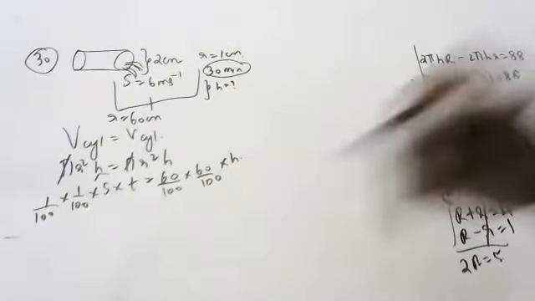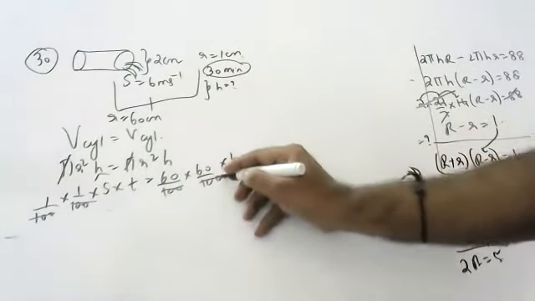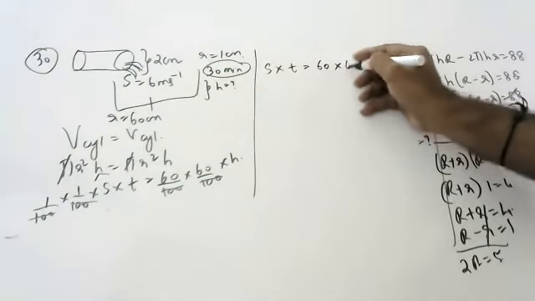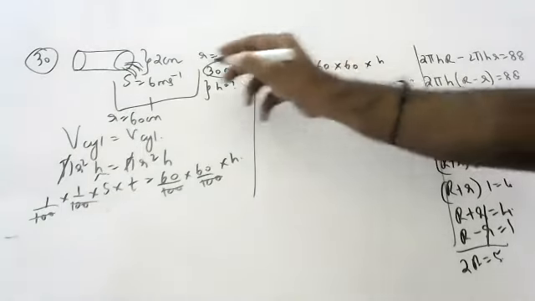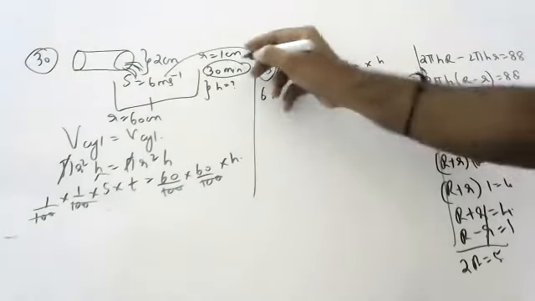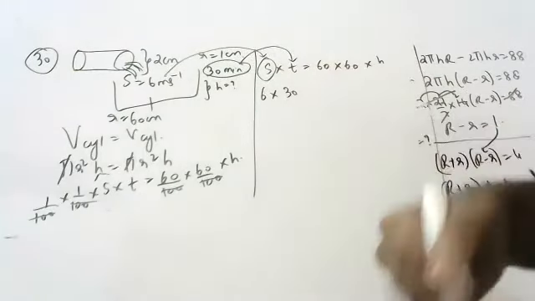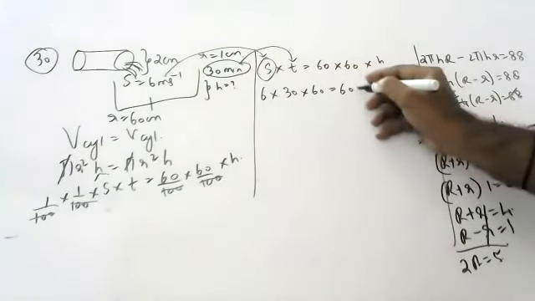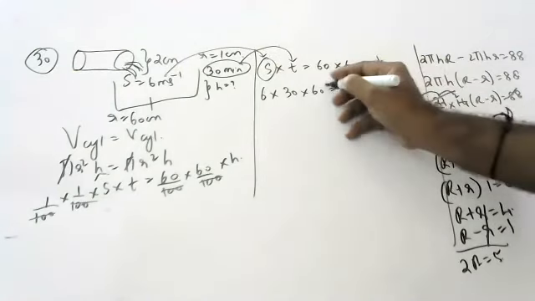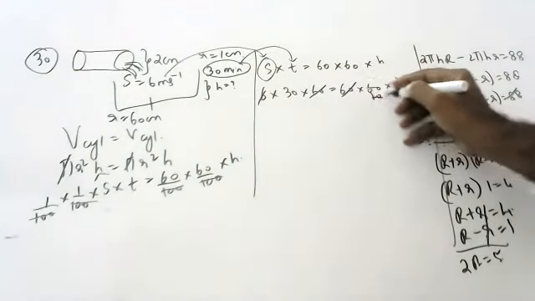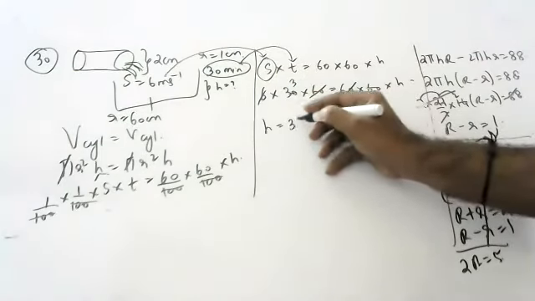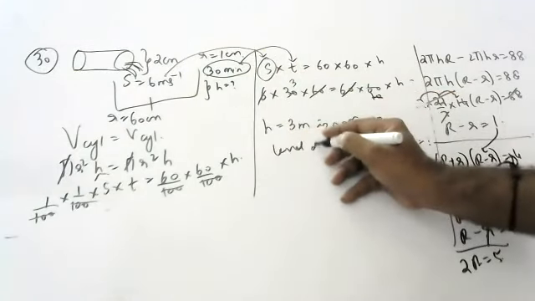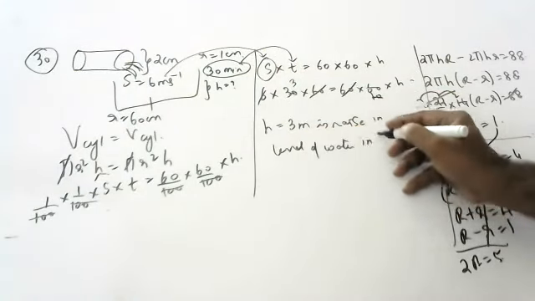Children, first simplification, anything is there, 100, 100 gone. So see here, 1 into speed into time is equal to 60 into 60 into h. The speed is how much? Speed is 6 meters per second. Time is 30 minutes. How to convert minutes to seconds? Minutes into 60. So 30 into 60 is equal to 60 into 60 into h. 60 gone. 6, 10s are 60. 10s are 3. So h is equal to 3 meters. Rise in level of water in 30 minutes is 3 meters.